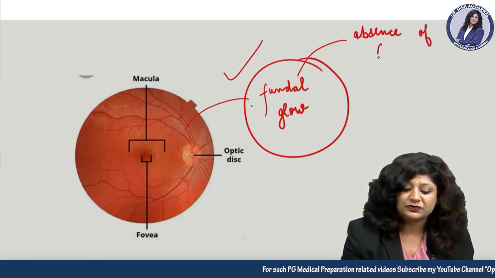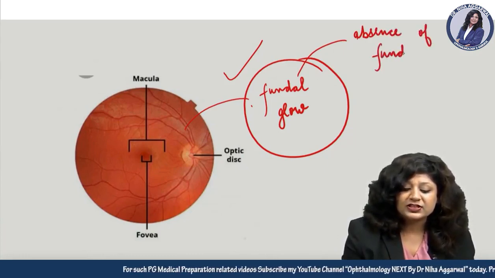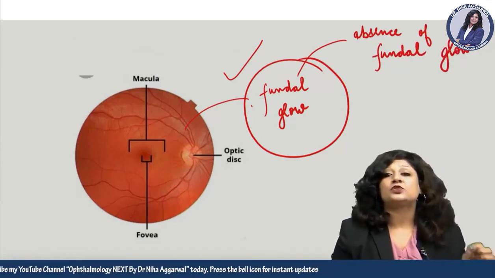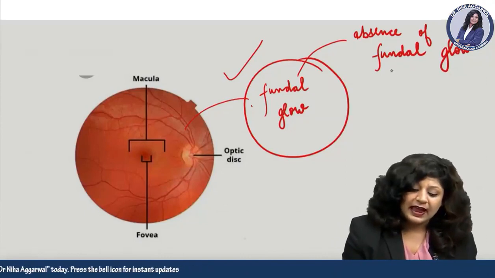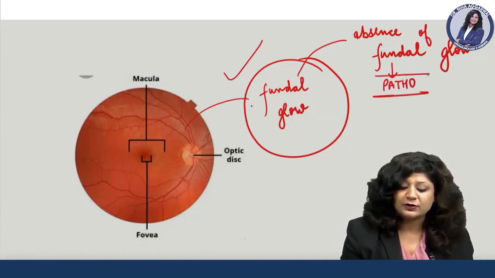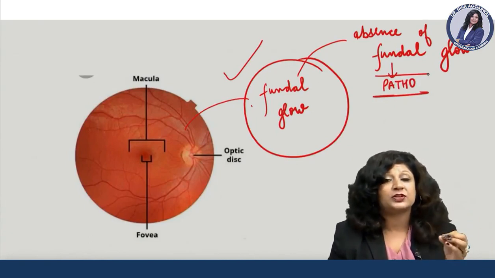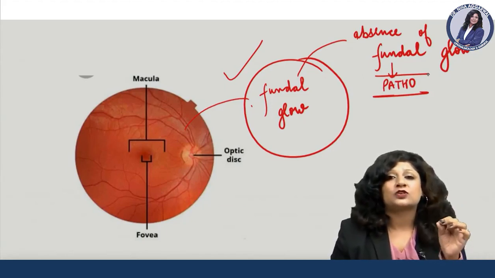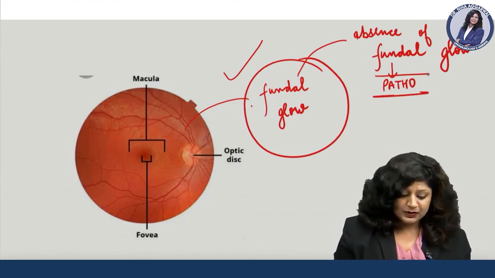Anything present in the vitreous cavity which is dense enough to obstruct the fundal glow will lead to the absence of the fundal glow, and therefore it is always a pathological condition. So if you are not able to visualize that fundal glow, which is a normal reflex in the retina, that is always pathogenic.